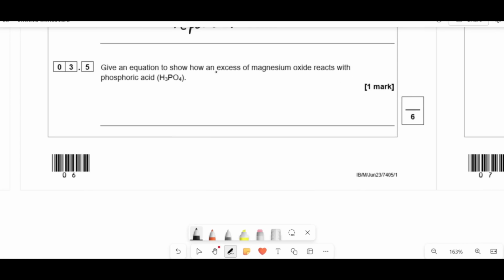Next, give an equation to show how an excess of magnesium oxide reacts with phosphoric acid. Again, start with what the question has told you. So we know that we're reacting magnesium oxide with phosphoric acid, H3PO4. Now what you do is you look at them and think, what's going to do what? So this is Mg2+, that's PO4 3-. In order to get those to sit nicely with each other, 6 is the common number to these. So I'm going to need 3 of them, Mg3, and then 2 of those. So Mg3(PO4)2, right?